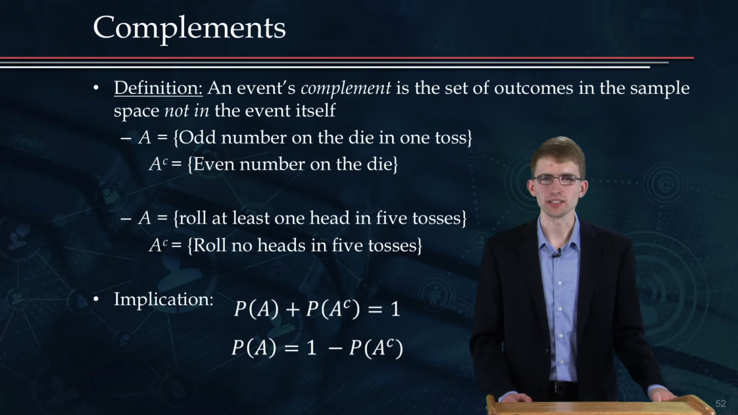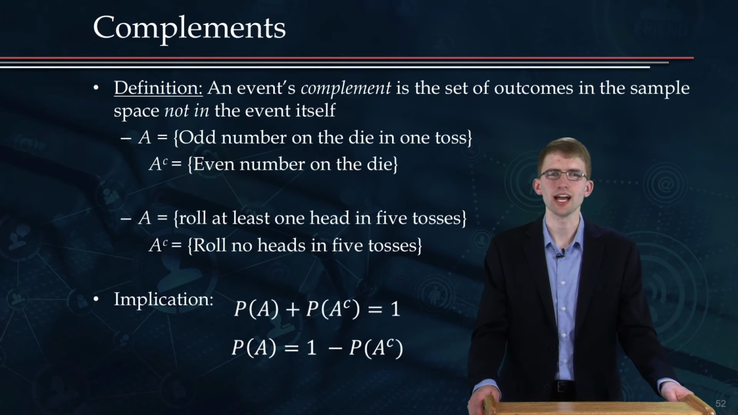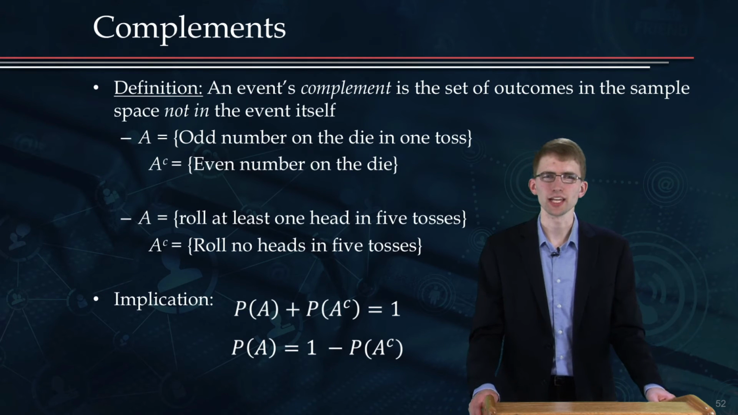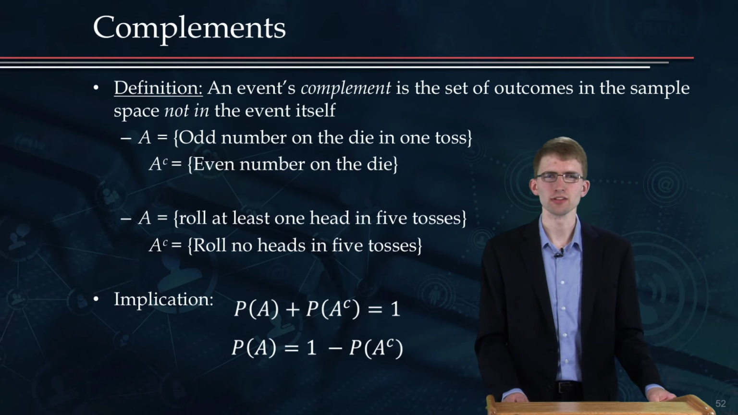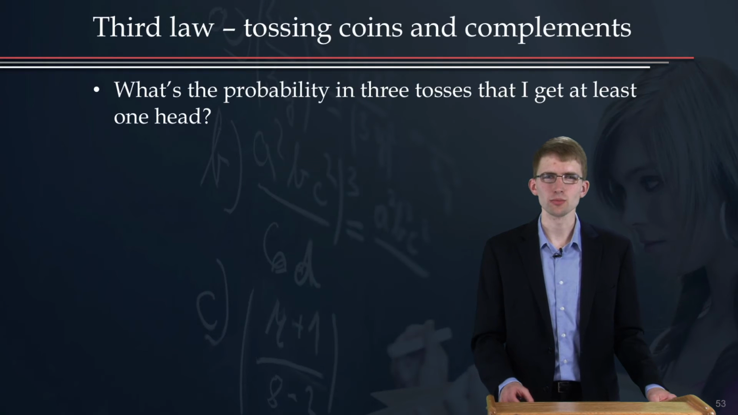Well, let's take a look at this. The probability of A plus the probability of A complement has to equal 1. This is because every outcome is either in A or in A complement. And subtracting the probability of A complement from both sides gives us a formula to calculate the probability of A. It's just 1, the probability of everything, minus the probability of everything that's not in the set of interest. With this tool, now let's go back to our problem.